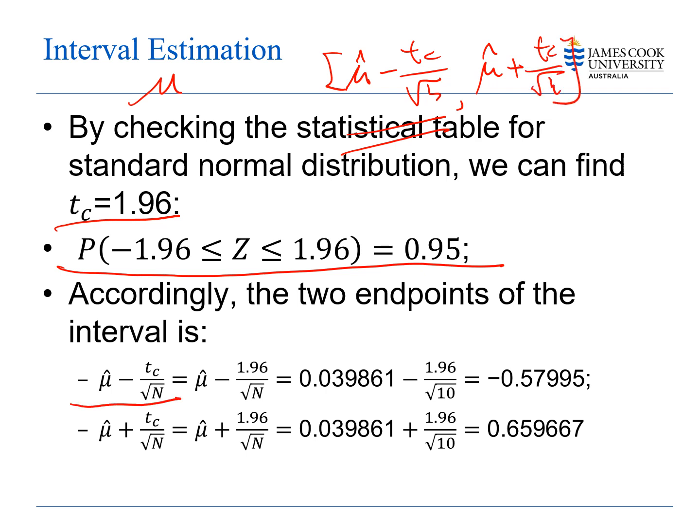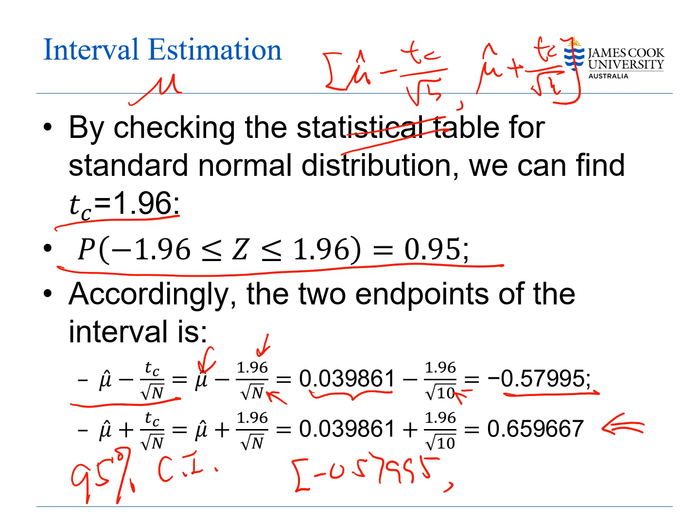For these endpoints, we know mu hat, we know the critical value, and we know the sample size, which is 10. This is our estimate, mu hat minus 1.96 divided by root 10. We get this. Similarly, for the upper endpoint, we got 0.659667. So the 95% confidence interval for mu is negative 0.57995 to 0.659667. This is our interval estimation.